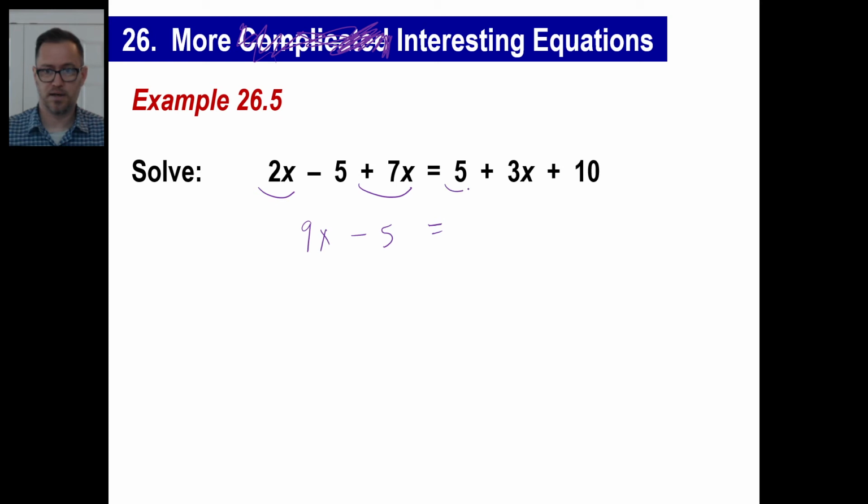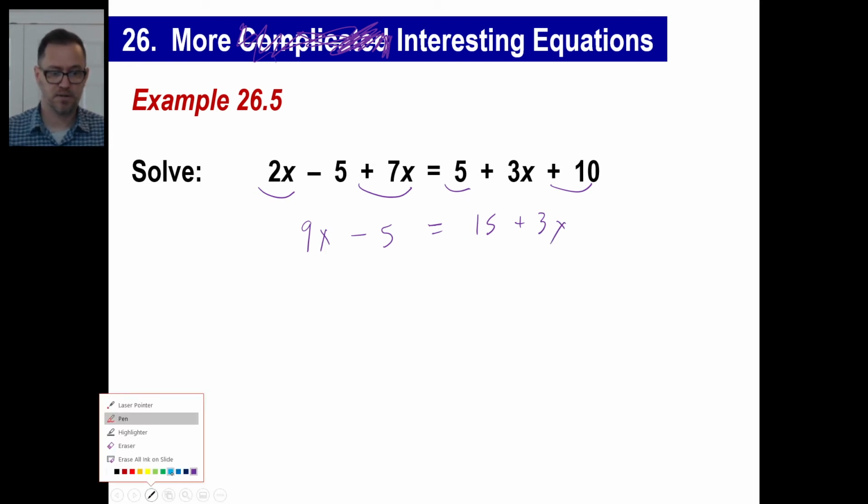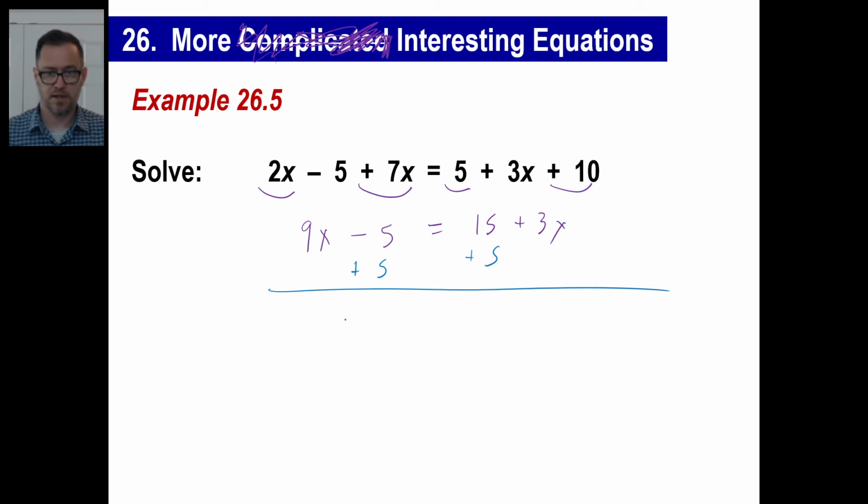Don't worry. Okay. I got a 5 here. I got a 10 there. That means I got a 15. I got a 3x. Okay. Let's go ahead and get rid of the 5 here. So let's knock that out. I'm going to add 5 here. I'm going to add 5 here. That gives me a 9x. That is gone. 15 plus 5 is 20 plus a 3x.